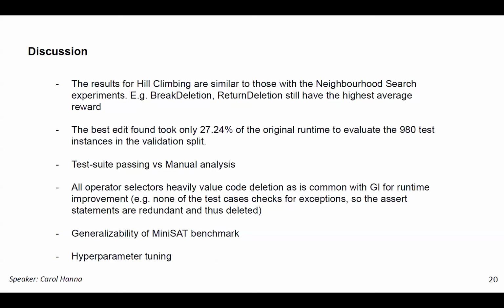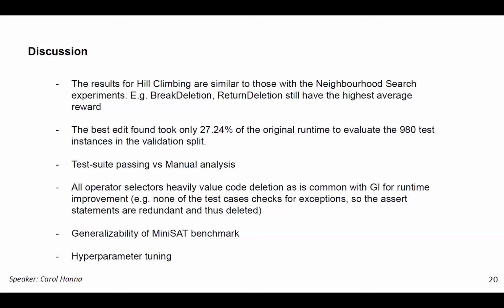Again, makes sense, very typical for GI for deletion to be better performing. The best edit took 27.24% of the original runtime to evaluate the 980 test instances in the validation split.